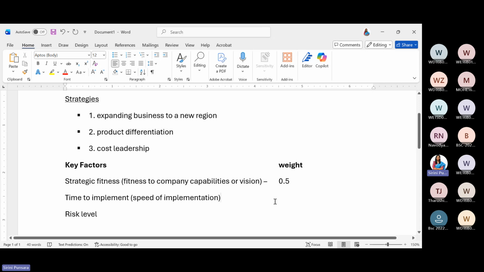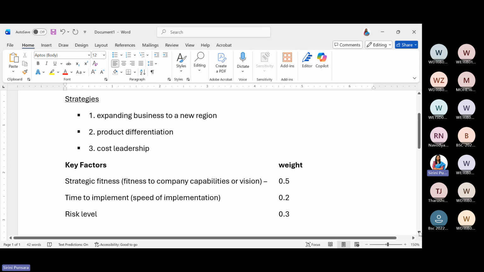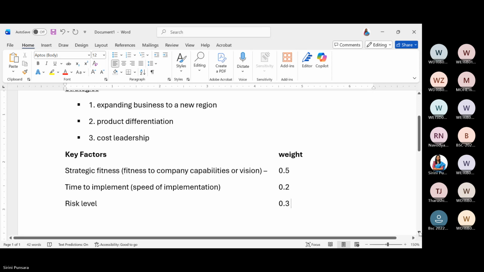Then time to implement, 0.2. Risk level, 0.3. So out of 1, or out of 100, this is the weight that I have given. It depends on the company, the weight can differ. And we are not always going to take these 3 factors. Factors also can differ, depending on the company and goal. So these are the key factors. These are the weightages that we have identified.